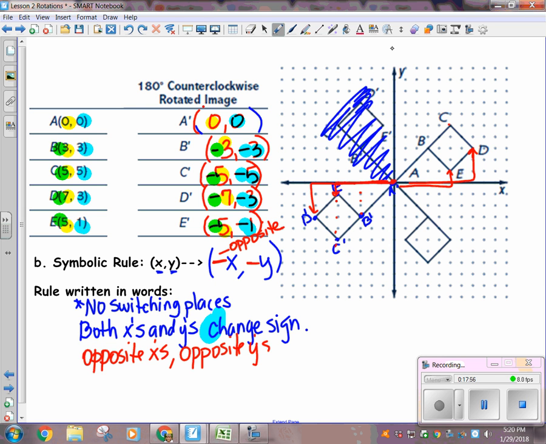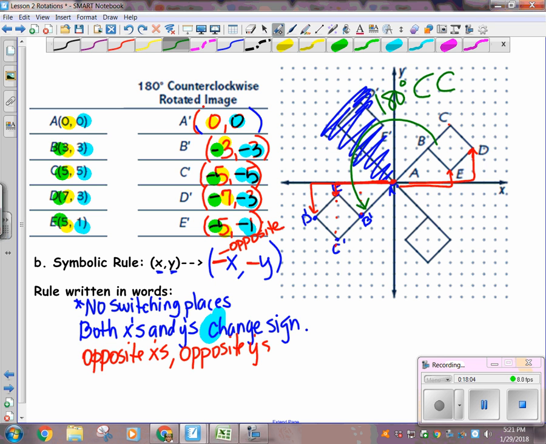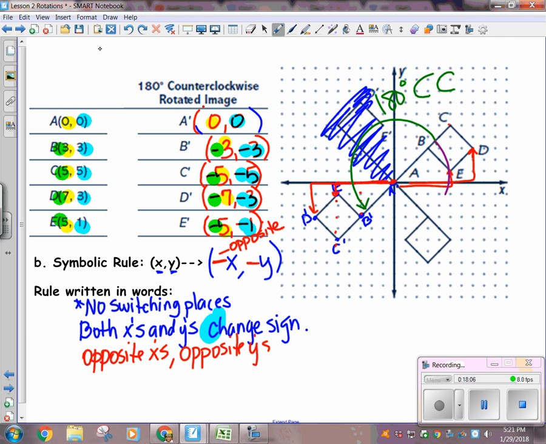Notice again, you could go 180 degrees to the left, you could go 180 degrees counterclockwise, or you can go 180 degrees clockwise. It makes no difference. You'll end up in the same place, okay? So it does not have to be specified. You can just simply say rotate 180 degrees.